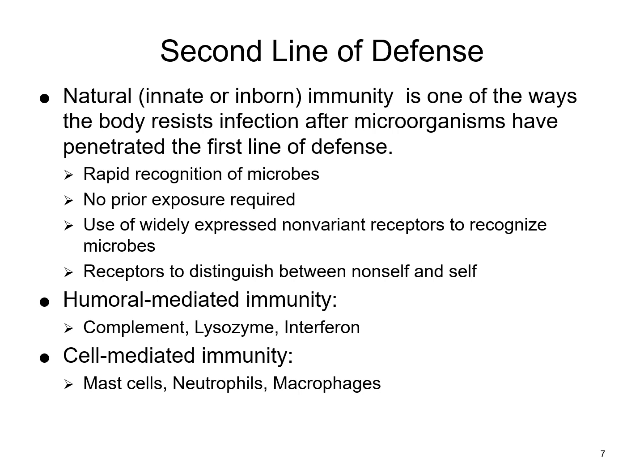Now, if a microorganism passes the skin and mucosal membranes, then the second line of defense will kick in. It will also involve a cellular and a humoral defense mechanism that will start to be initiated. With humoral mediated immunity, it will involve complement, lysosomes, and interferon, whereas with cell mediated immunity, it's going to involve your mast cells, your neutrophils, and your macrophages.